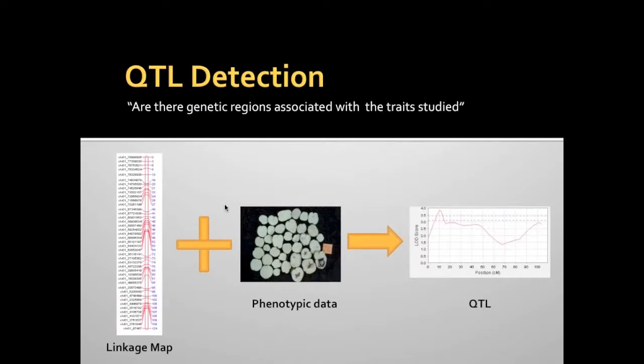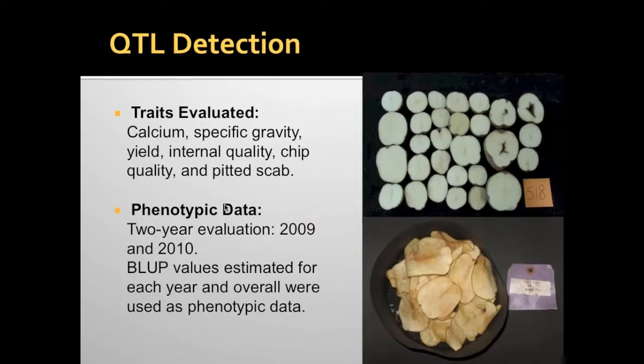Okay, so now we have a map, a tetraploid map. That's good. But now how do we move on to get QTLs? We need phenotypic data to get that. The traits that I have evaluated are calcium, specific gravity, yield, internal quality, chip quality, and pitted scab. These evaluations have been done in two years, basically 2009 and 2010.